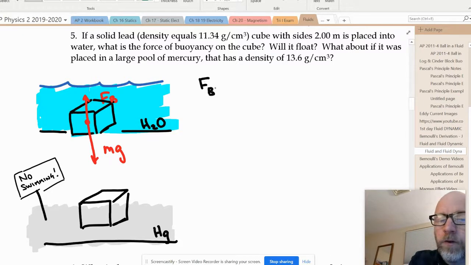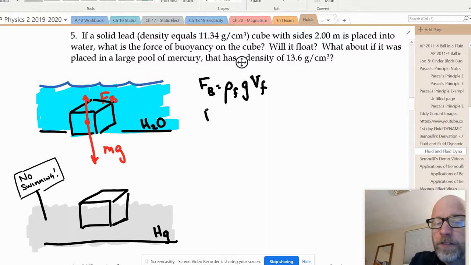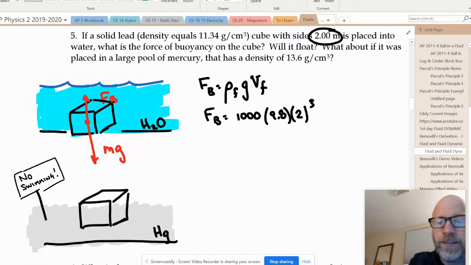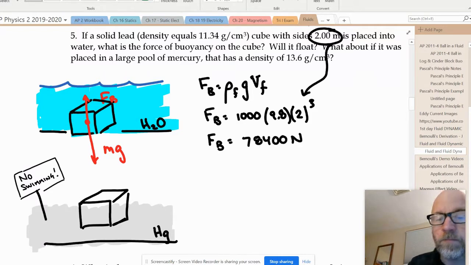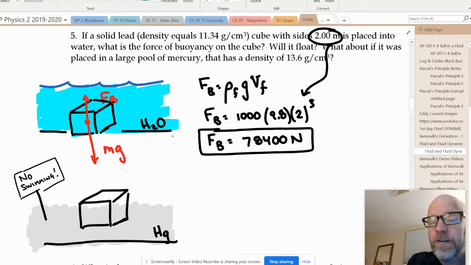So the buoyant force is the density of the fluid times the gravity times the volume of fluid displaced. The buoyant force in water is going to be the density of water times 9.8 times its volume, which it says is 2 meters on a side. Gosh, that thing's huge. Okay. So the buoyant force is going to be equal to 1,000 times 9.8 times 8, or 78,400 newtons. And that's still not nearly enough to lift this thing up, because it's a 2 meter cubed lead cube.